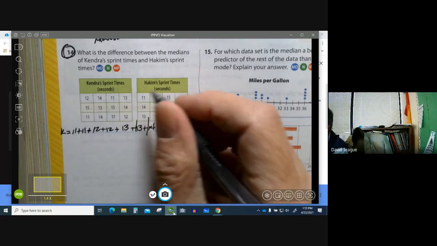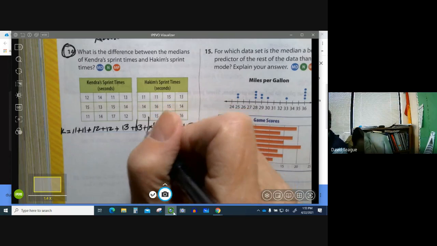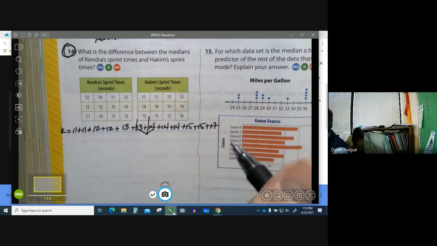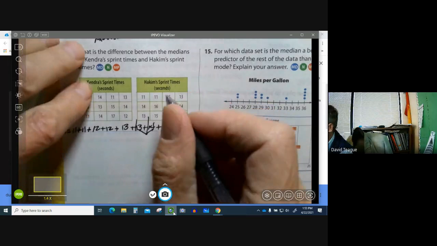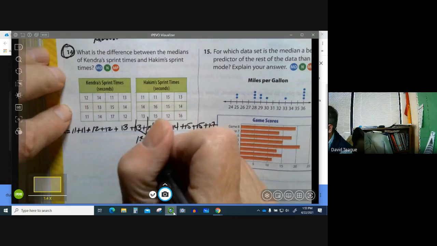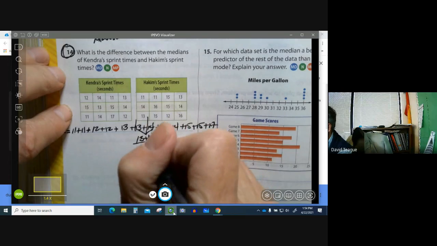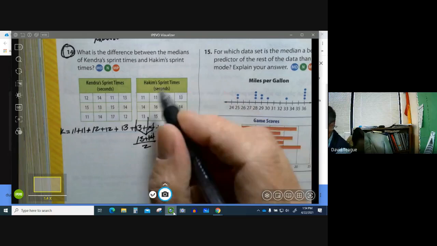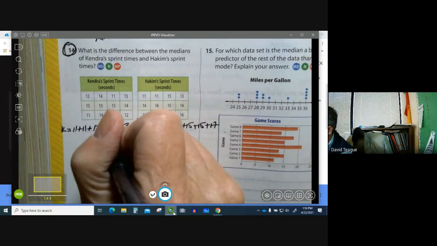So we have to find the average. Since we do not have a unique number there, we're going to have to find the mean for 13 and 14 to find the median. So we're going to take 13 plus 14 and divide it by 2. And that will give us the median. Okay, that's going to give Kendra's median.